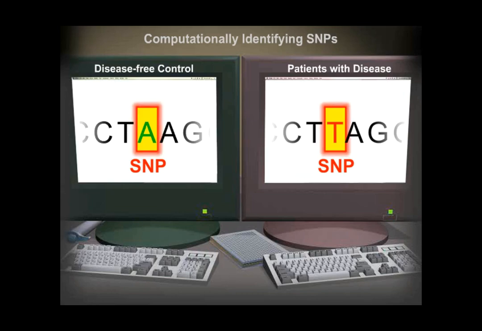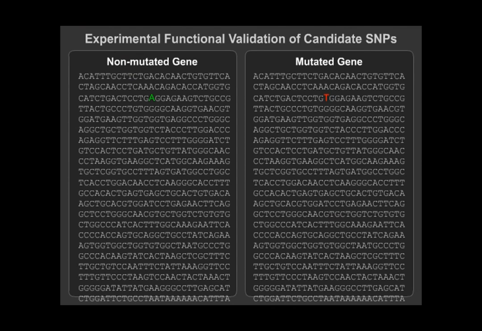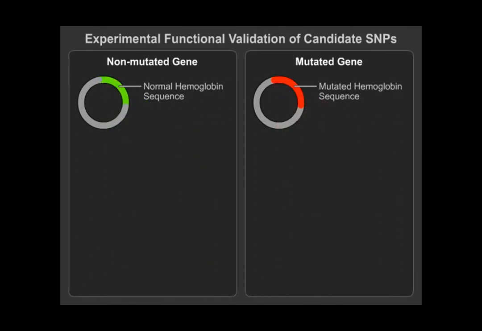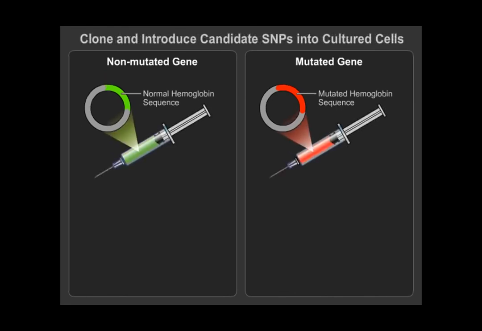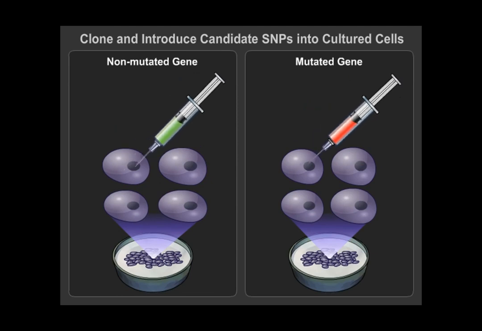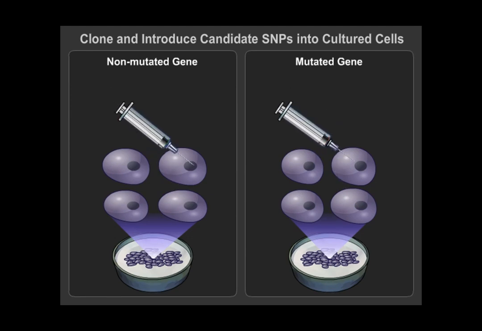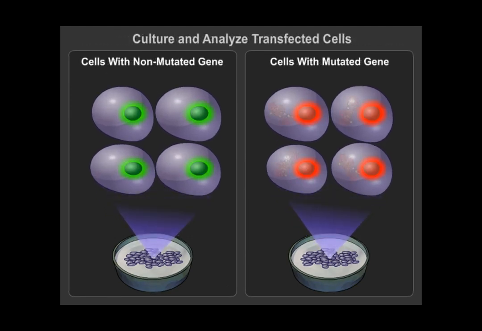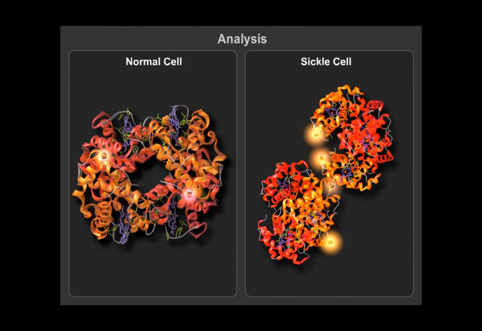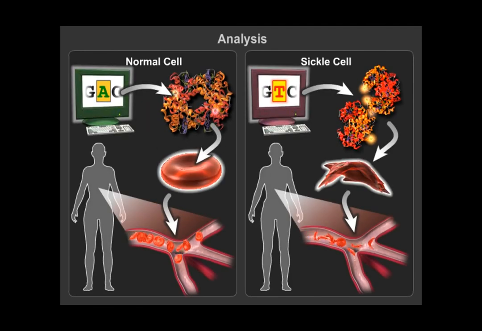After the candidate SNPs are identified, their functional effects must be validated experimentally. To demonstrate what this entails, we will consider the example of the hemoglobin mutation. To examine the effects of the mutation, the non-mutated and mutated versions of the hemoglobin gene will be cloned and inserted into human cells that are afterwards cultured in the laboratory. As the cells grow, they will produce hemoglobin. Comparing the hemoglobin produced by the cells with the non-mutated control gene to that produced by the cells with the mutated gene will show us that the SNP impacts the hemoglobin structure.